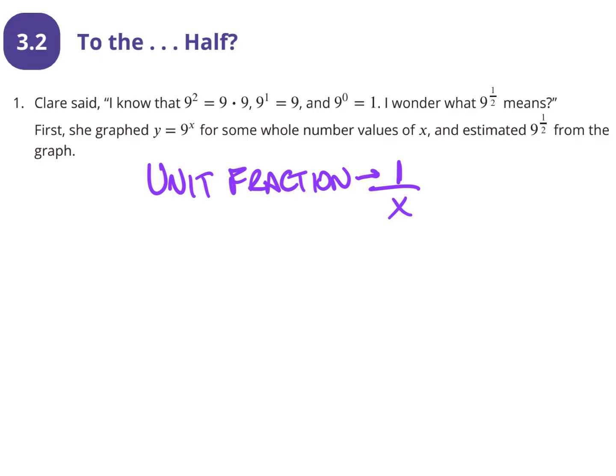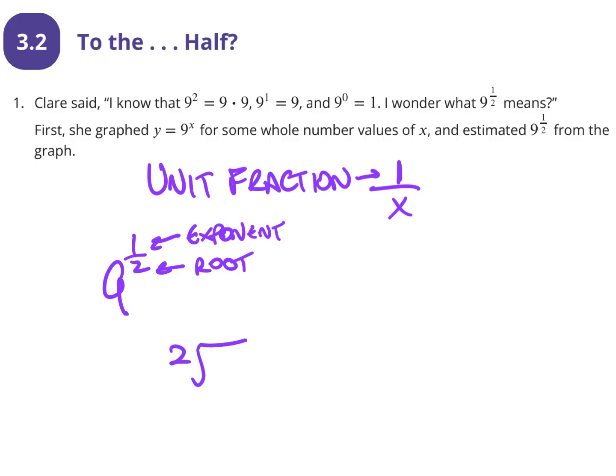Claire said, I know that 9 squared equals 9 times 9, and 9 to the first power equals 9, and 9 to the 0 equals 1. I wonder what 9 to the 1/2 means. Well, I am not going to graph this. What I'm going to tell you is that in 9 to the 1/2, 1 is the exponent, and 2 is the root. So what 9 to the 1/2 means is the square root of 9 to the first power.